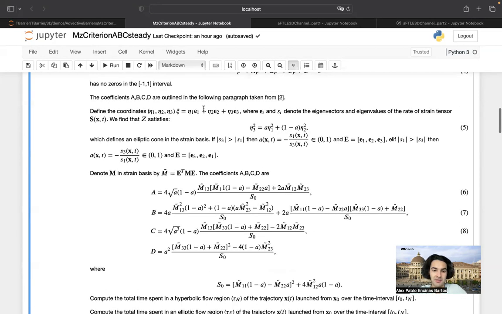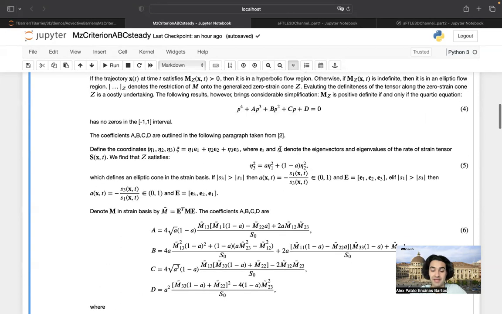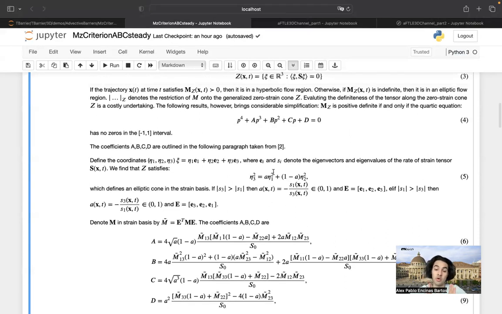So one of the major steps is that you define the coordinates here, and the eigenvectors ei of the rate of strain tensor and the eigenvalues si of the rate of strain tensor, they are ordered in such a way. So basically, if the absolute value of s3 is bigger than s1, then this value A, which is a geometric quantity related to the cone for the zero strain set, takes this form.